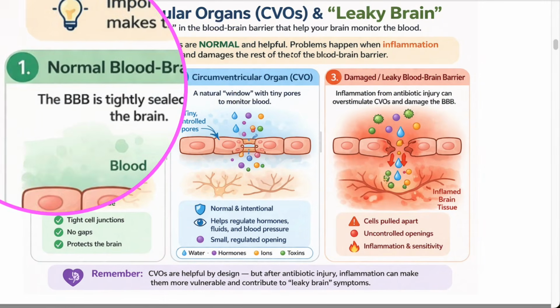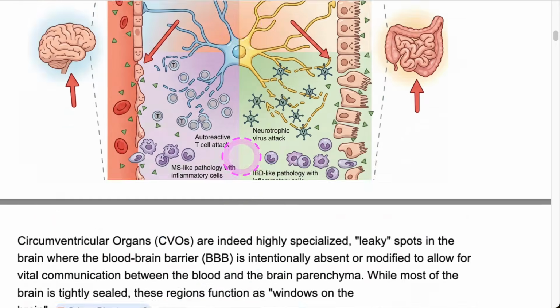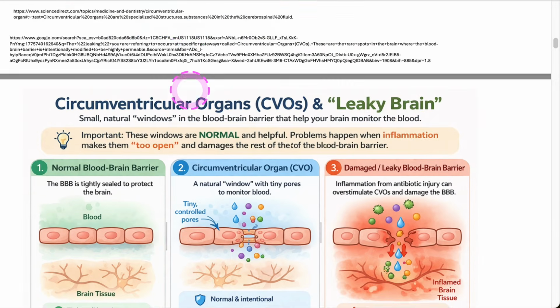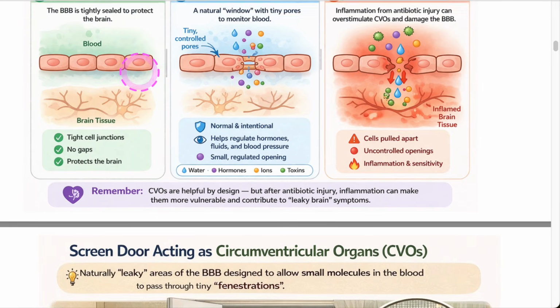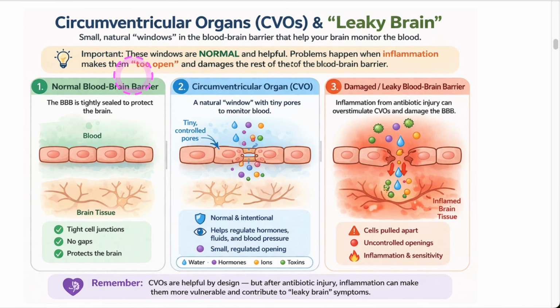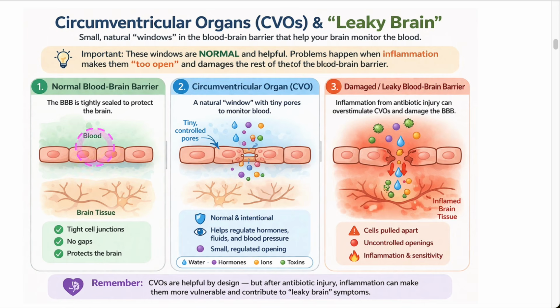So this is a great visual. So this right here is the normal blood-brain barrier. So what we're going to see here is this right here is the blood-brain barrier. You can see these cells are very, very tight, right? So we're looking at something like in this picture right here, very, very tight. Now we're going over to your brain right now, right? So this is your brain. So these would be the tight junctions right here. So normal blood-brain barrier. The blood-brain barrier is tight and sealed to protect the brain. That's how you want it.